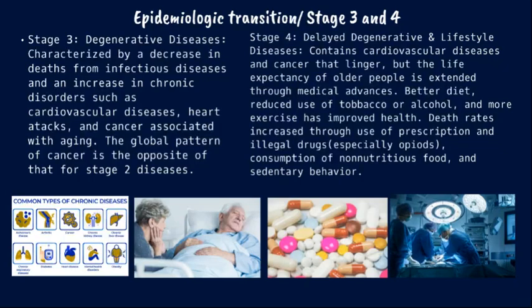Stage 4, delayed degenerative and lifestyle diseases, contains cardiovascular diseases and cancer that linger, but the life expectancy of older people is extended through medical advances. Better diet, reduced use of tobacco or alcohol, and more exercise have improved health. Death rates increase through use of prescription and illegal drugs, especially opioid consumption, lack of nutritious food, and sedentary behavior.